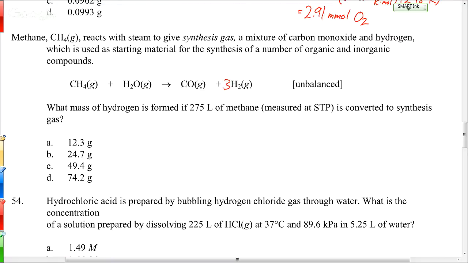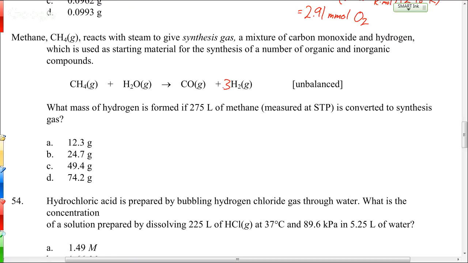So we're synthesizing carbon monoxide and hydrogen. And this time we're given the amount of methane that we start with, rather than the amount of product. So we still have to go through and do the stoichiometry here.